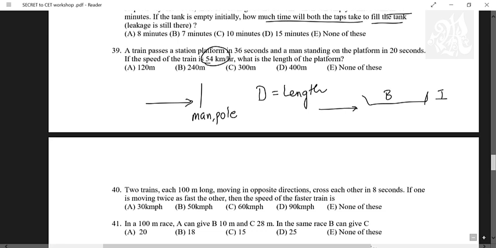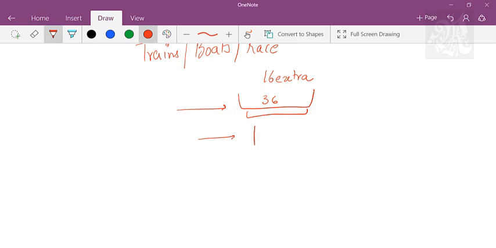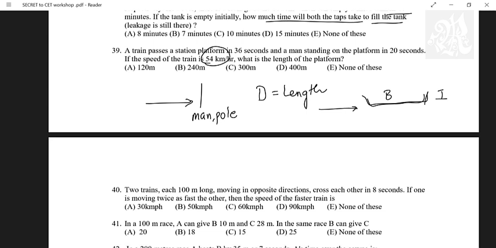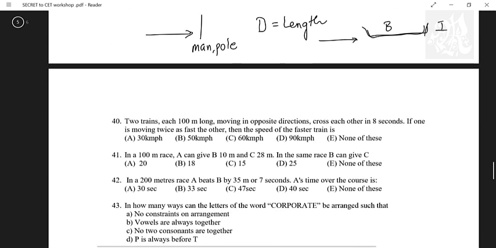Now if the speed of the train is given to us, it travels at 54 km/h for 16 seconds. 54 is basically 15 meters per second as converted, and this is 16 seconds. So speed into time will give you the distance, which is 240, and that is nothing but the length of this platform. Okay, because only for the platform it takes 16 seconds to pass. Alright, have a look at this.